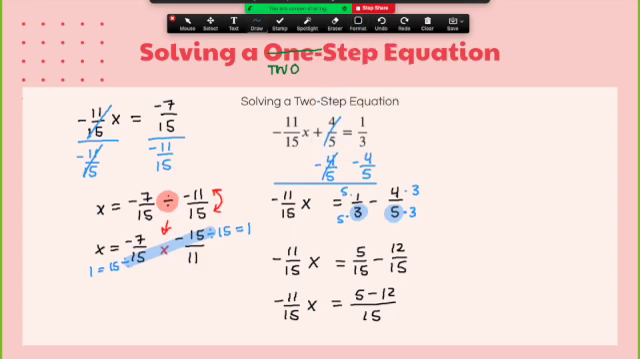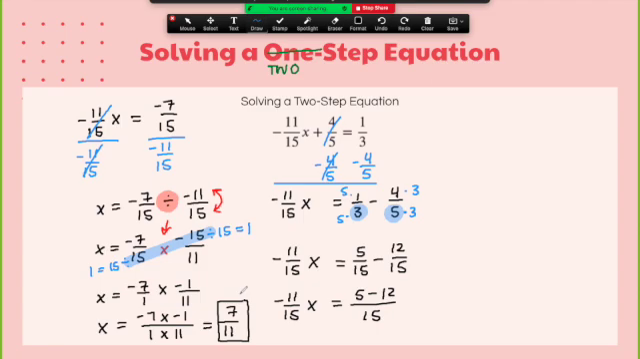So I'm left with x equaling negative 7 over 1 times negative 1 over 11. And so that would equal positive, because we have negative 7 times negative 1 over 1 times 11, positive 7 over 11 as our answer. Cool.